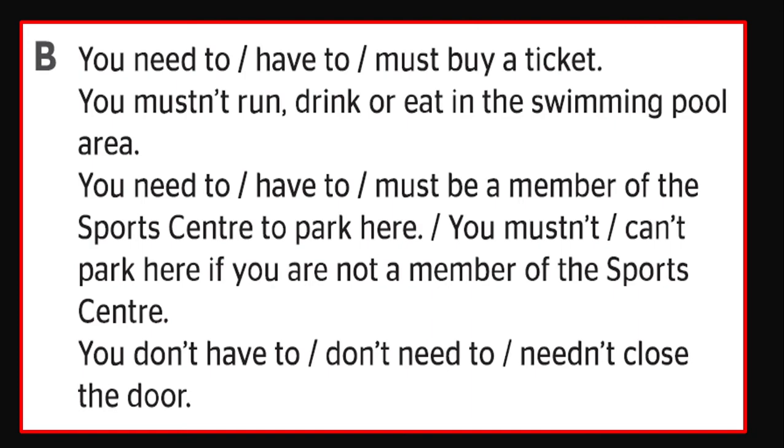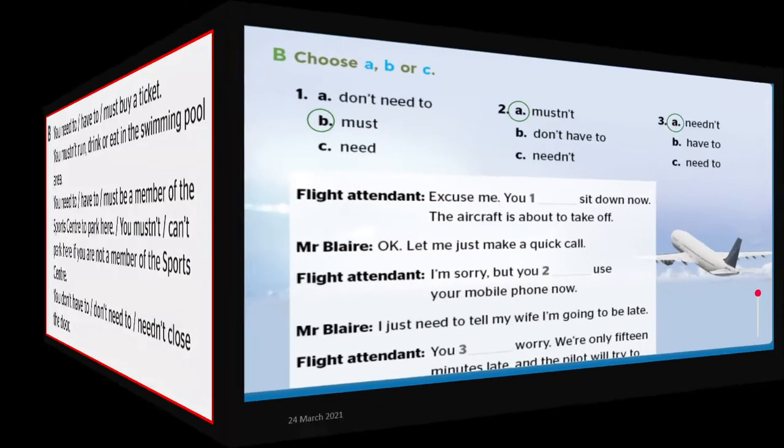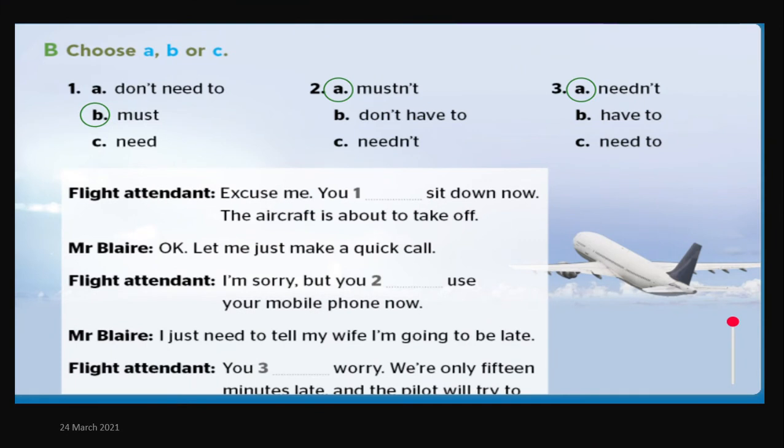Great, my students. Now it's time for the workbook. Open your workbook page. Yes, that's right. H, B, the powerful grammar. What you are going to do in exercise B is choose A, B, or C according to the meaning. Okay, you are going to read here.